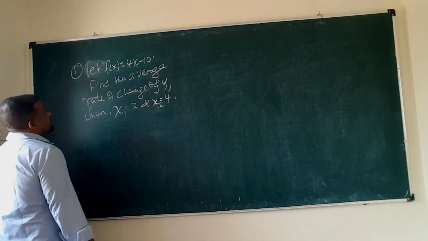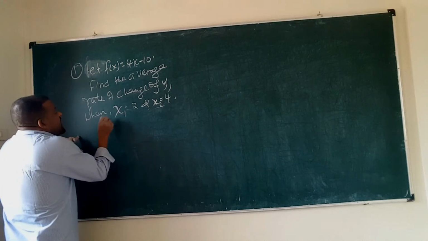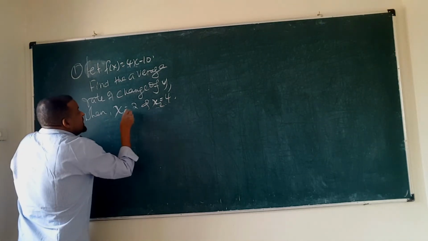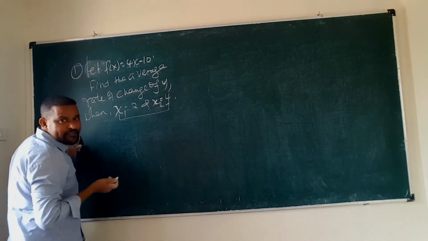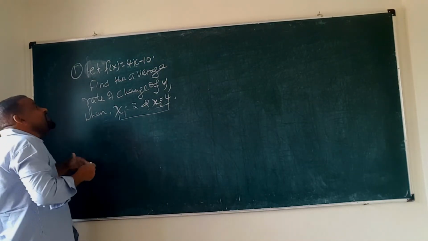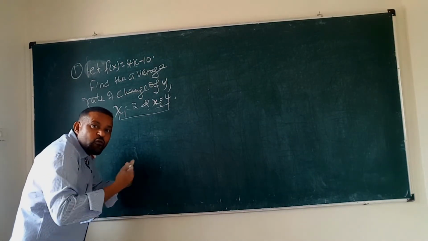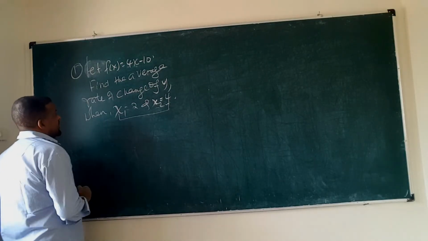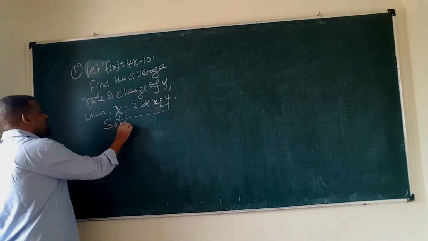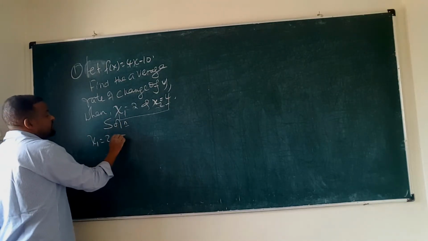Good, let's do an example. So let's solve. Let f of x equal 4x minus 10. Find the average rate of change of y when x1 is 2 and x2 is 4. When the value of x changes from 2 to 4, at what rate does the value of y change? So the rate of change of y with respect to x. When the value of x changes, at what rate does the value of y change? So let's do it. x1 is given, so x1 is equal to 2.